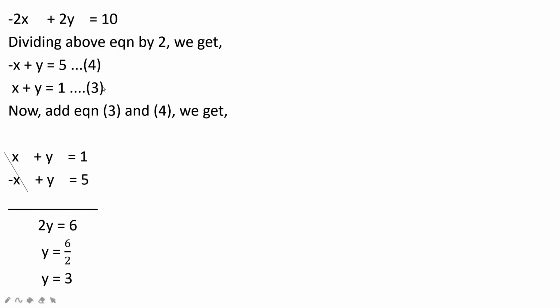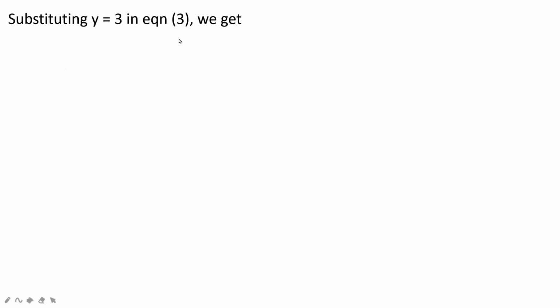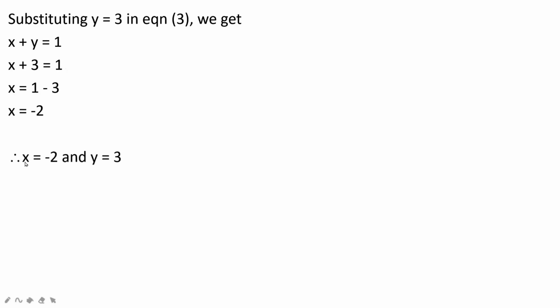So we will substitute the value of y is equal to 3 in equation 3. So this is our equation, that is x plus y is equal to 1. So we get x plus 3 is equal to 1, which is 1 minus 3. So our x is equal to minus 2. So we get the value of x is equal to minus 2 and y is equal to 3. So this is how we are supposed to solve the given two linear equations to find the value of the variables.